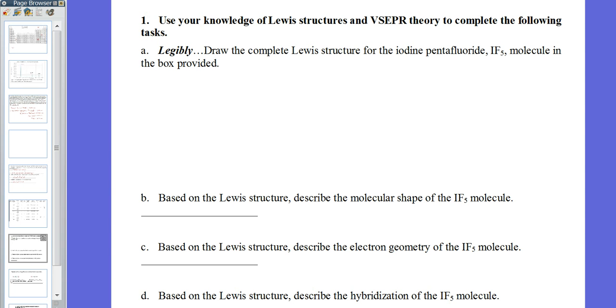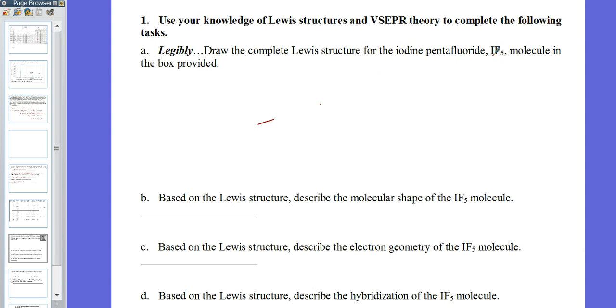Okay, here's another question from exam number 2. You're supposed to draw the complete Lewis structure for the iodine pentafluoride molecule. At this point, I had given you the formula for iodine pentafluoride because you were not yet required to do that part. You were required to write the structure, though.